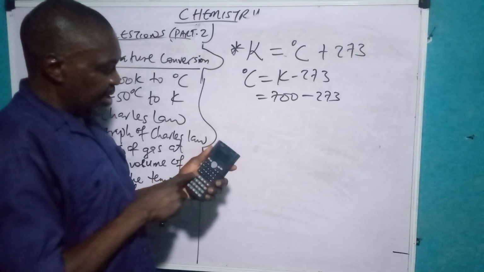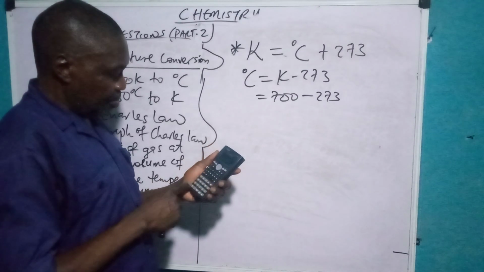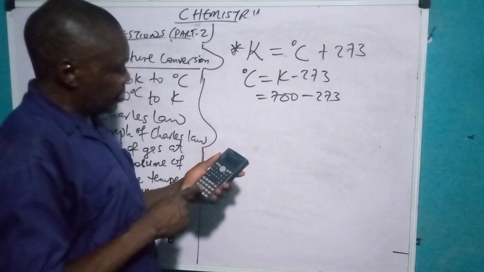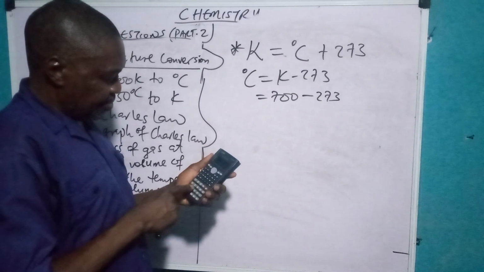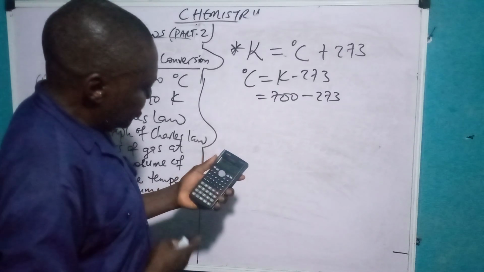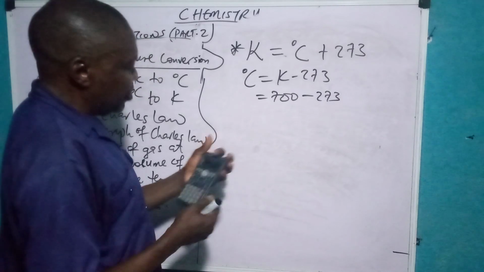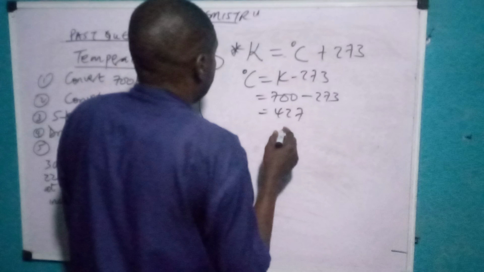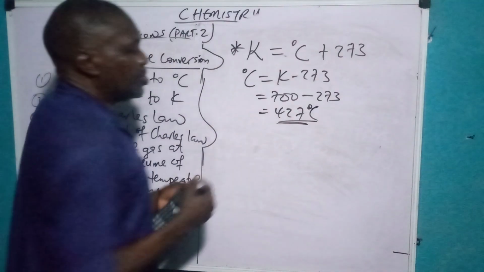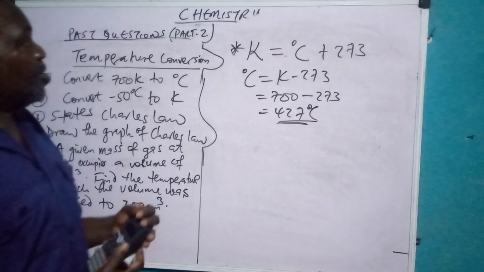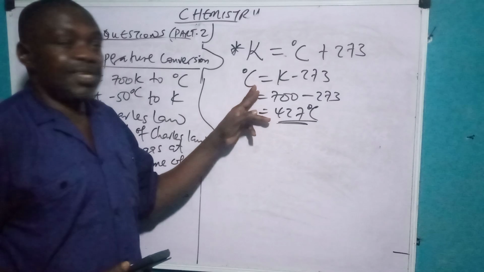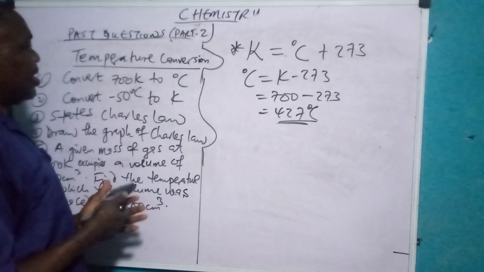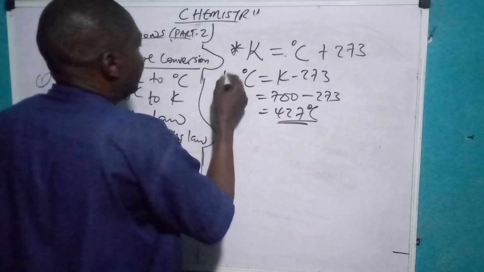So 700 minus 273 gives you 427 degrees Celsius. So that's how you calculate that. Converting Kelvin to degrees Celsius, you remove 273 from it. Then the second one, this is question 1.